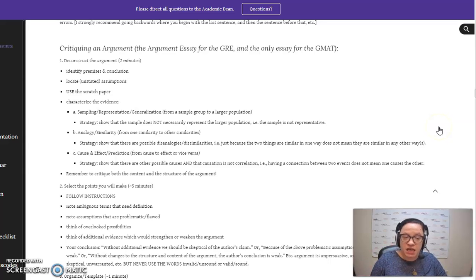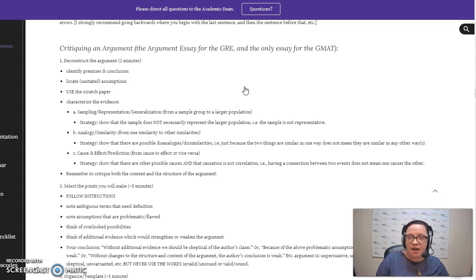We call this critiquing an argument. It's also known as the argument essay on the GRE, and it's usually the second essay on the GRE. Here, the process is a little bit different because the prompt usually is an argument in and of itself. And it's the job of the student to critique this argument, to find the problems logically with the argument. And it's usually based on inductive logic.